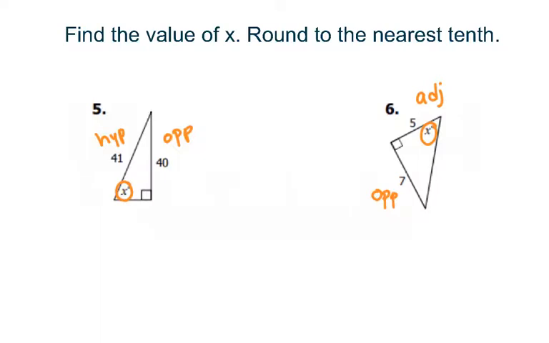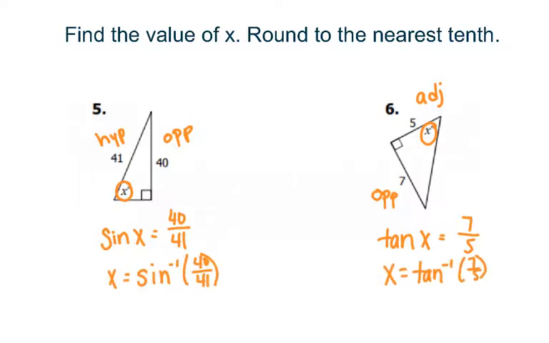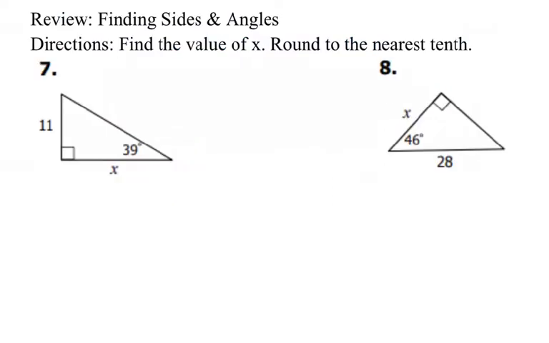The next thing you're going to do is write your trig functions. The next to last thing is you're going to use your inverse trig ratio. And now the last thing you're going to do is put this in your calculator and round to 1 decimal place. Alright, so you should get that number 5 is 77.3 and number 6 is 54.5. If you need further explanation, just let me know.